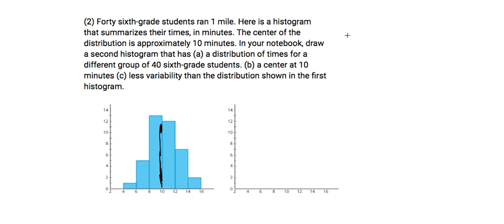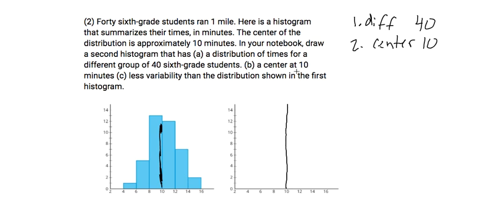So, the three things that we need to look at: for A, we're doing different 40 students, so it's not going to look the same. For B, the second thing that we need to do, we need to have a center at 10, so the data still needs to center around 10 here. And then C has less variability. And another word for that, like we talked about, is that less variability also means less spread, right? So it's less spread out.